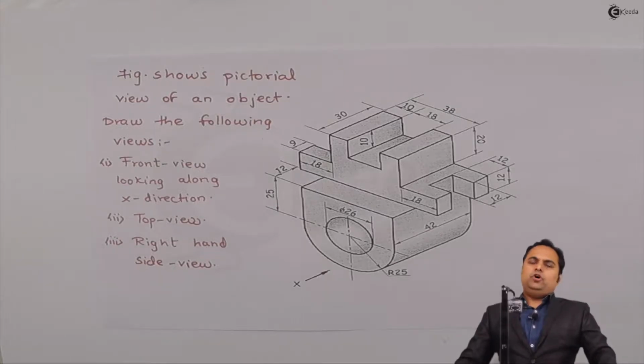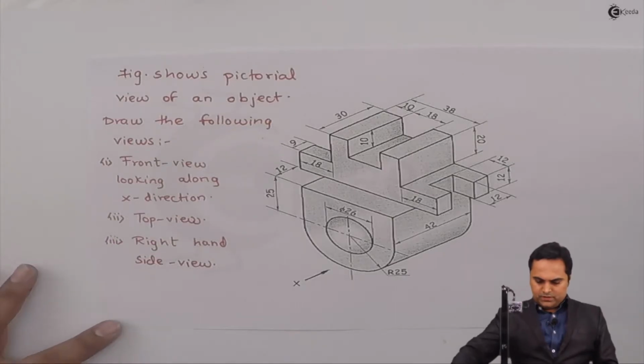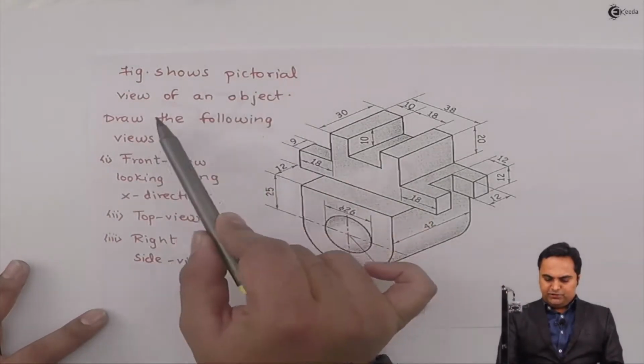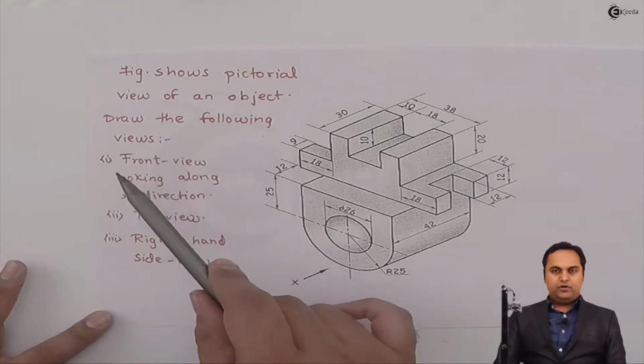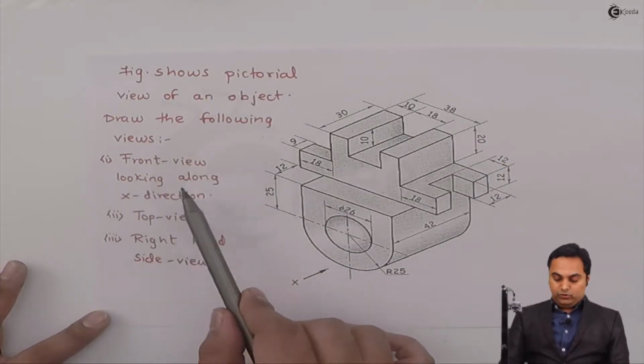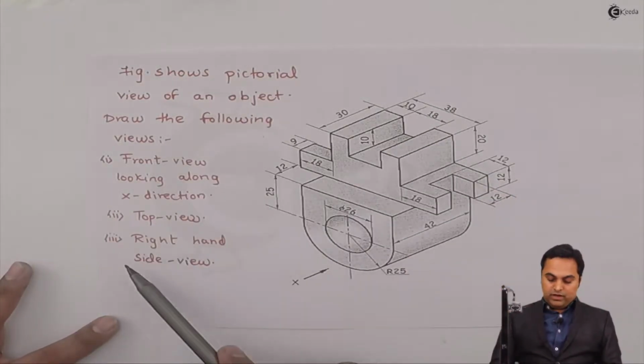To see a problem on orthographic projections, for that, here we have a question. Given that the figure shows a pictorial view of an object, this is called a pictorial view. Draw the following views: front view looking along x direction, that is this direction, top view and right hand side view.